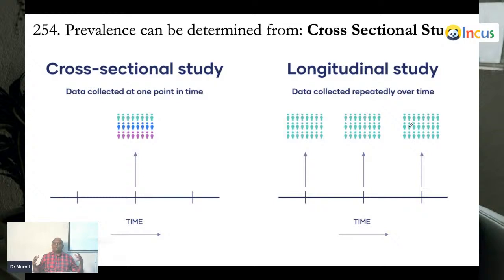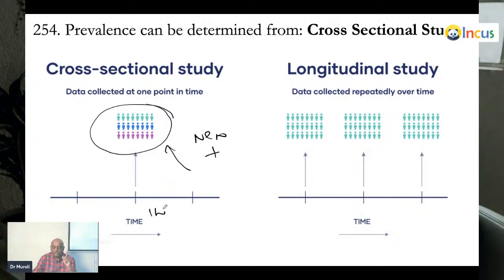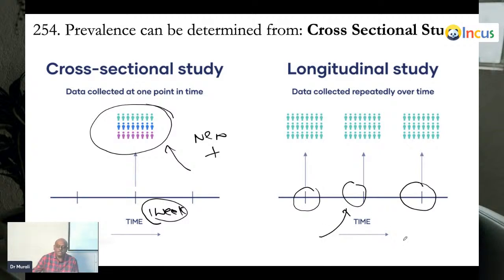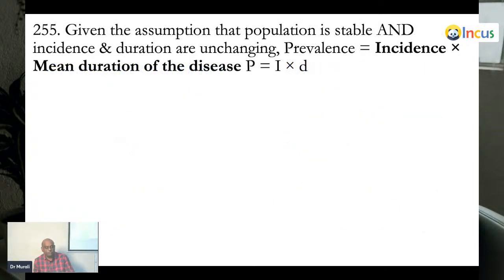So how do you determine the prevalence? Prevalence is basically determined with a cross-sectional study. What is a cross-sectional study? What is a longitudinal study? You have taken a population and then you checked for new and old cases one time. That is, in 1 week you have checked the entire population, how many new and old cases are there. But if you have followed the population over a period of time, that is a longitudinal study. Regularly, if you are following, that is called a longitudinal study, is what you have to remember.